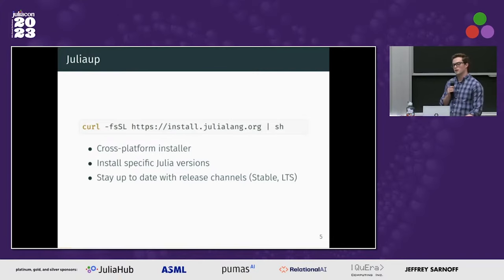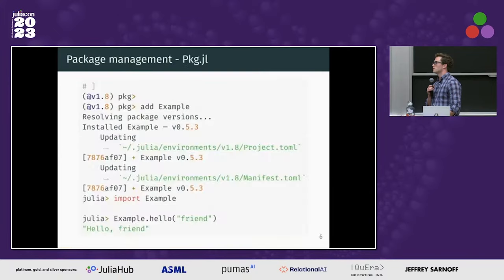JuliaUp just kind of fixes that. I think it follows the model of RustUp, and I think that those are great. And again, just such a quick way for people to get started. Of course, there's also a Windows install as well, if you're interested in that. But that should work on Mac or Linux. And then let's talk about Pkg.jl and how that affects the various package management in bioinformatics.